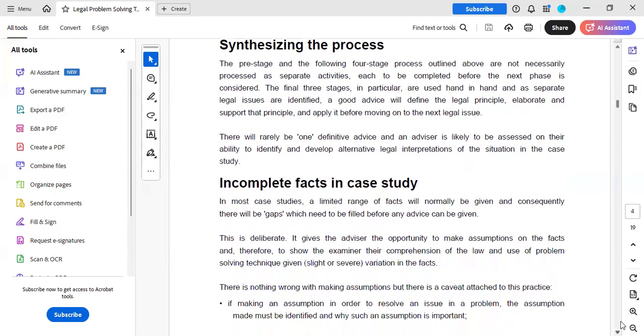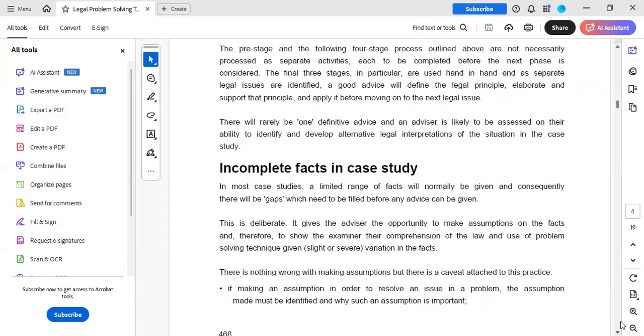So in most case studies, a limited range of facts will normally be given. Consequently, we have a situation where there will be gaps which need to be filled. Sometimes you have case studies that are incomplete. So it's very important that you fill in the gap. You must imply certain facts, but you must not go too far. You understand how it is.